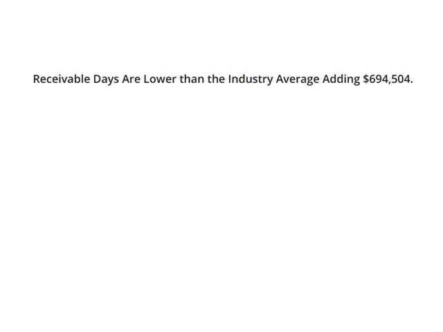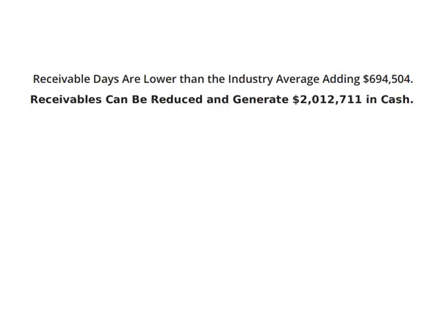The headline on this page will contain one of 2 statements, depending on whether the business is operating above or below the industry average for accounts receivable days. If the business is operating better than the industry average, it will state the amount of cash added because of this superior performance. If operating below the industry average, it will say how much extra cash could have been generated if receivables were improved to industry levels.